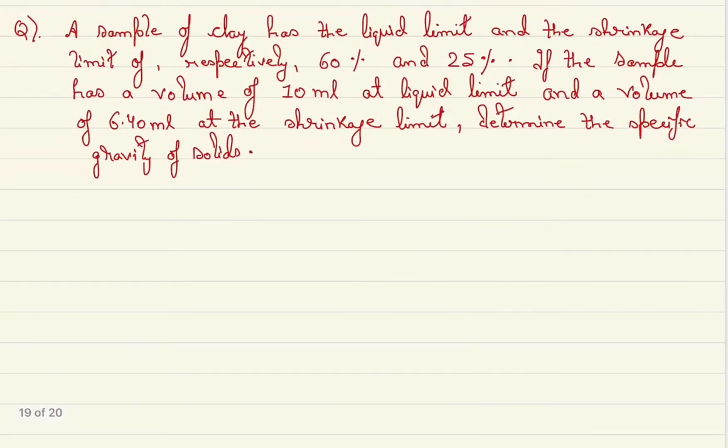Let us now see another question. A sample of clay has the liquid limit and shrinkage limit of respectively 60% and 25%. If the sample has a volume of 10 ml at liquid limit and volume of 6.40 ml at shrinkage limit, determine the specific gravity of solids. So G is what is required in this question. Let us see how we can proceed.